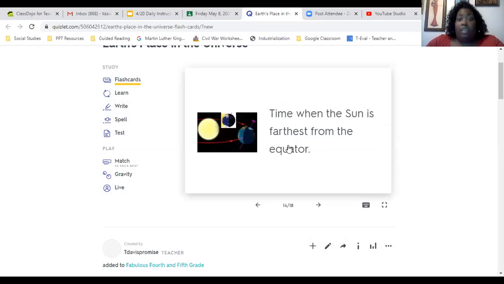The solstice, same idea. It's the time of the year when we're farthest away from the equator, whether the Earth is tilted facing this way or the other way. So we have a winter solstice and a summer solstice.